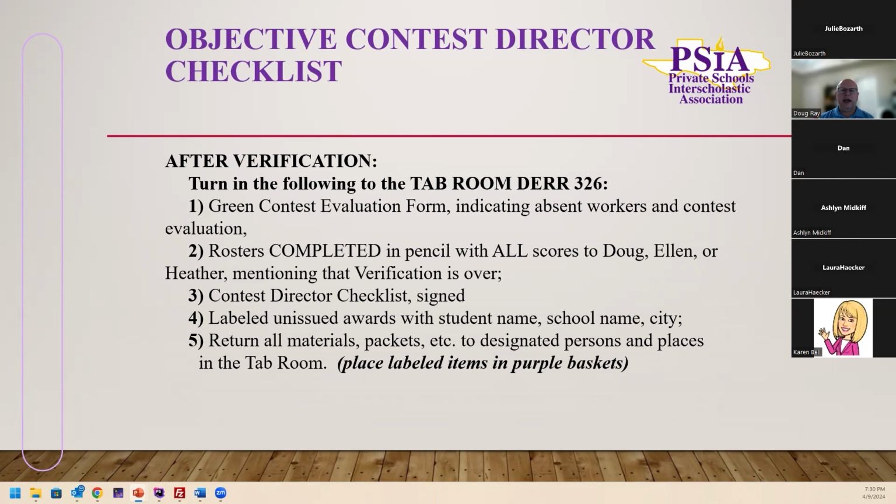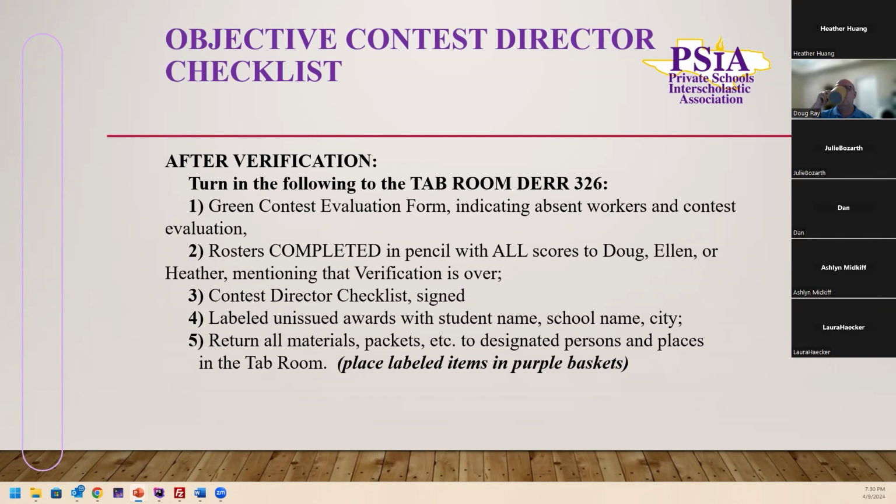Okay. The idea behind being the contest director is you show up to the tab room in the morning and we give you this packet and you go and you do stuff. And at the end of the day, everything comes back. You come in with nothing and you leave with nothing. We take it all back. Okay. Heather, go ahead.